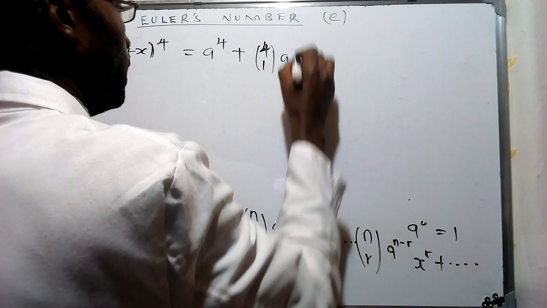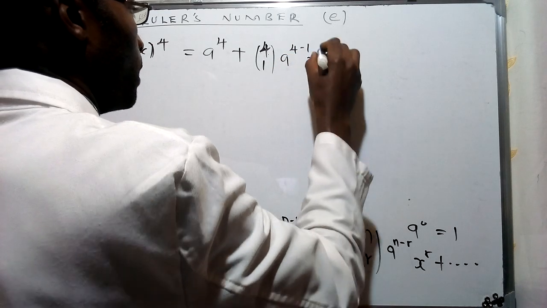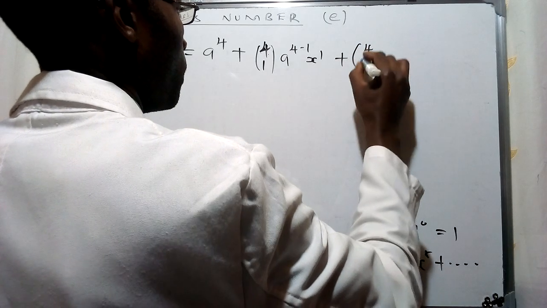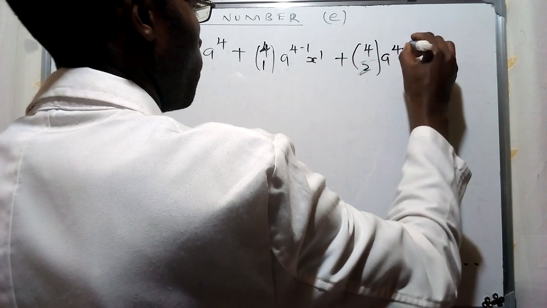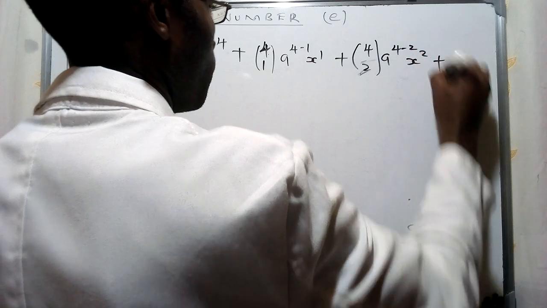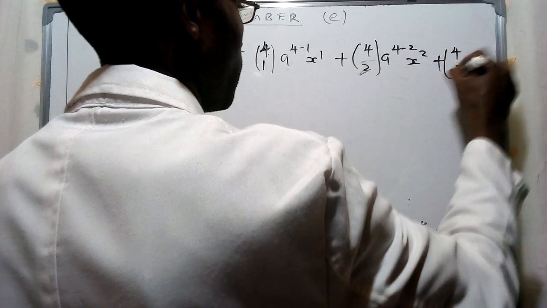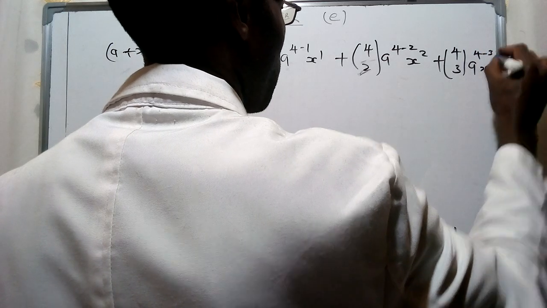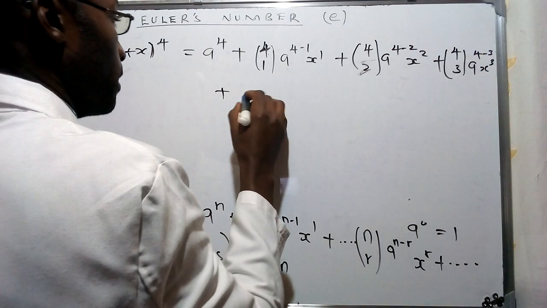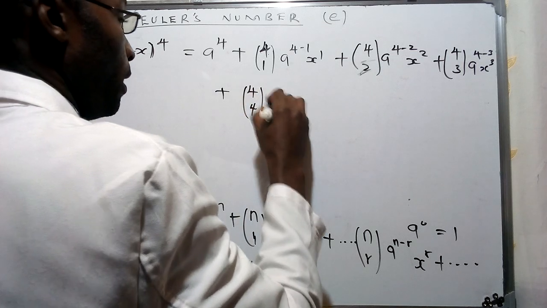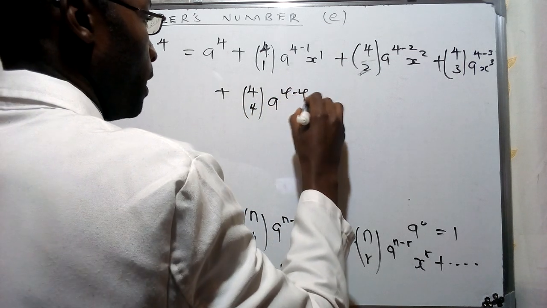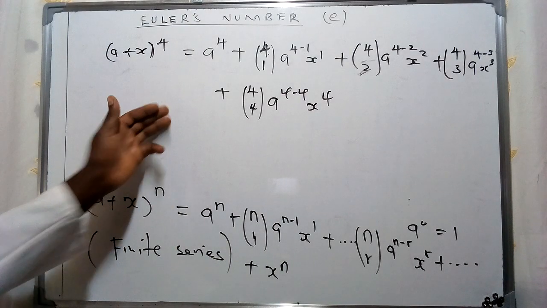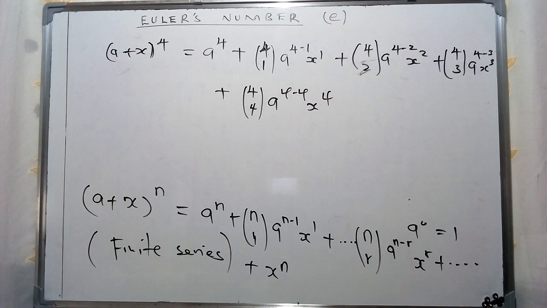So therefore, we are going to have 4C1 a raised to the power of 4 minus 1, x raised to the power of 1, plus 4C2 a raised to the power of 4 minus 2, x raised to the power of 2, and then 4C3 a raised to the power of 4 minus 3, x raised to the power of 3, and then our last term given in terms of 4C4 a raised to the power of 4 minus 4, x raised to the power of 4. So this has been expressed in a form which we have basically come up with on the board concerning the finite series.